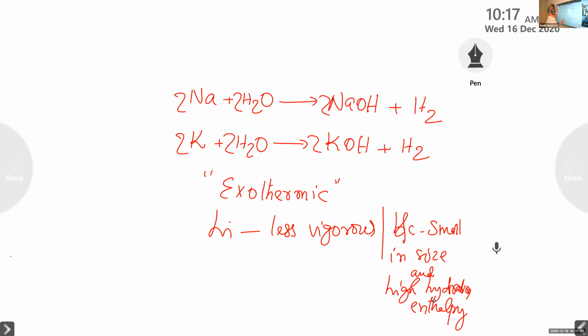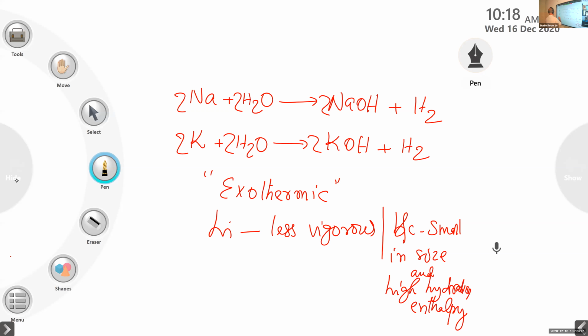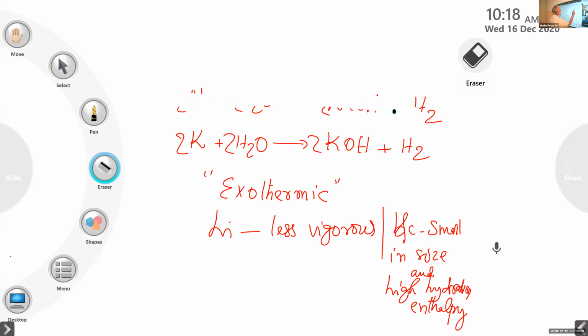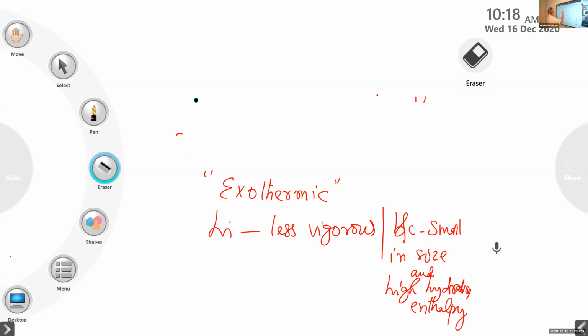The low reactivity of lithium is due to the small size of the lithium atom and the high hydration enthalpy of the Li+ ion, the lithium ion. So that's about the reaction with water. Now let us take one more reaction of alkali metals, that is, their reducing activity.